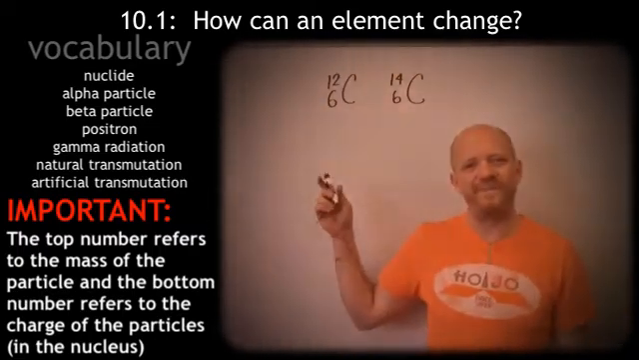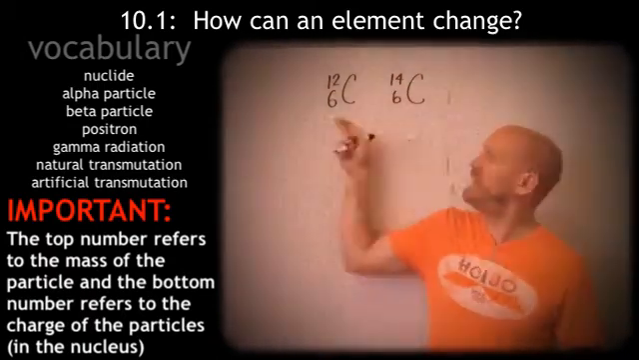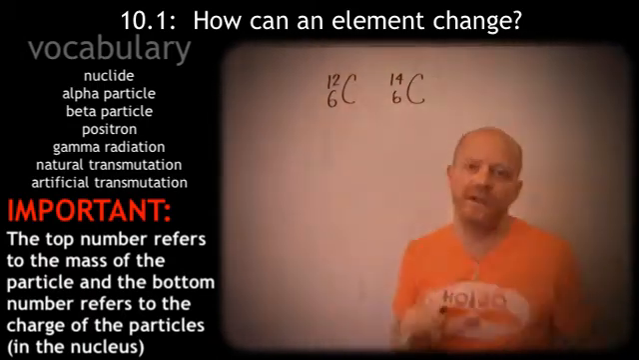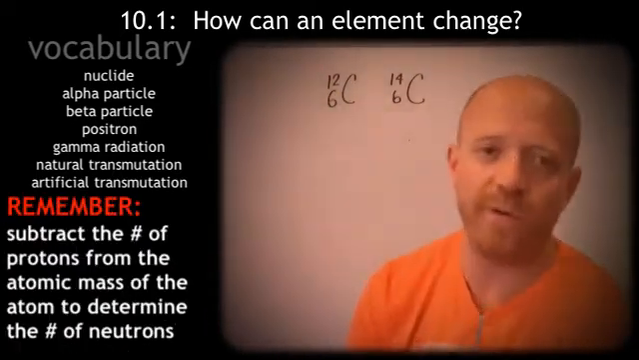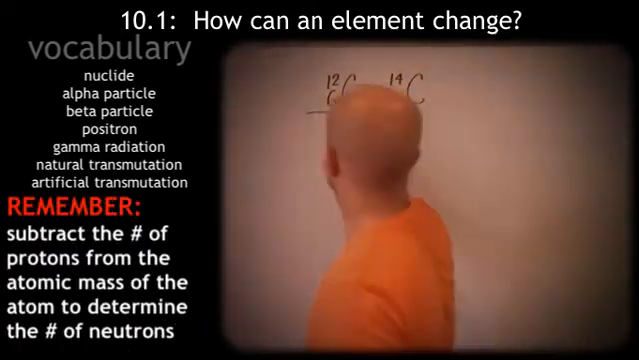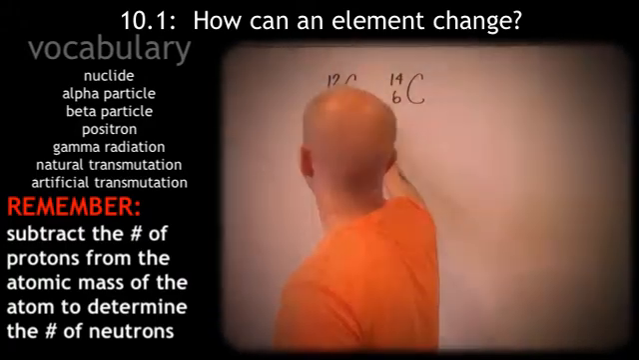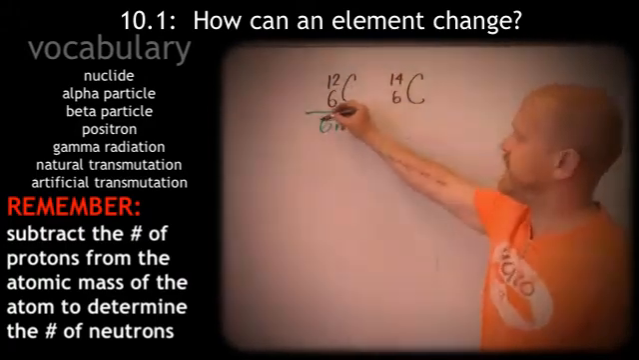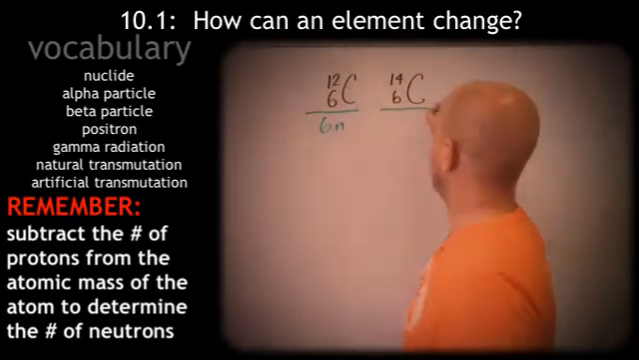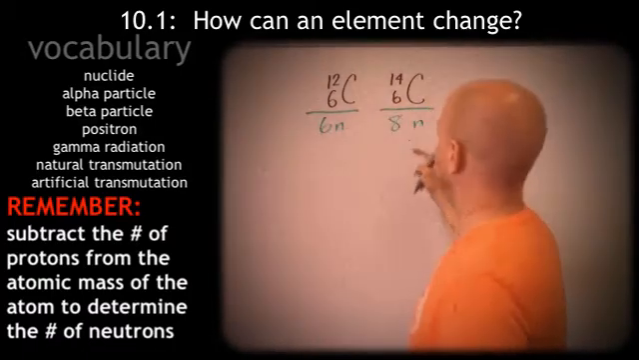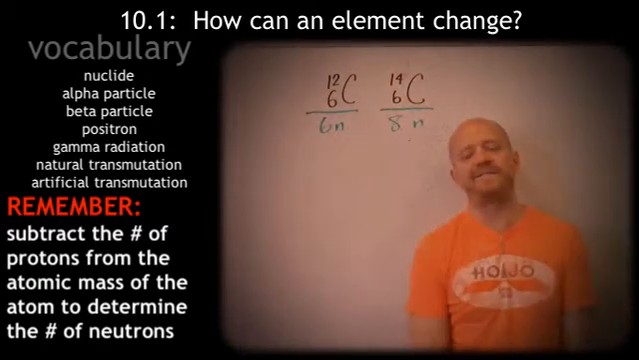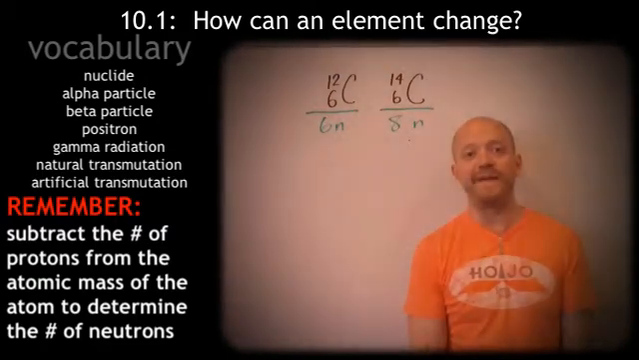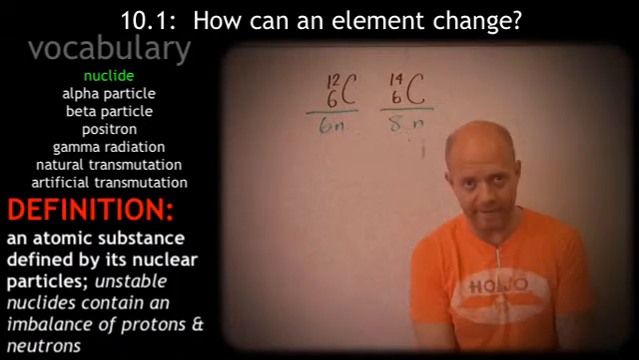I want to determine which one of these is going to be stable and which one is going to be unstable. So if I look here, carbon-12 has 6 neutrons, because 12 minus 6 equals 6. Carbon-14 has 8 neutrons. Since carbon-14 is off balance, carbon-14 is considered to be an unstable nuclide.